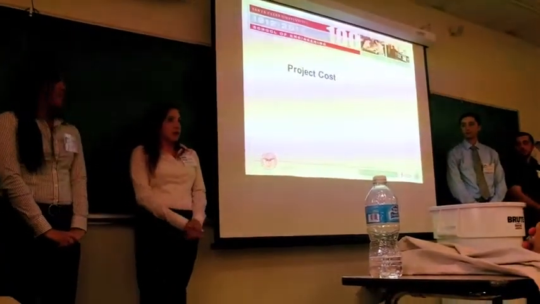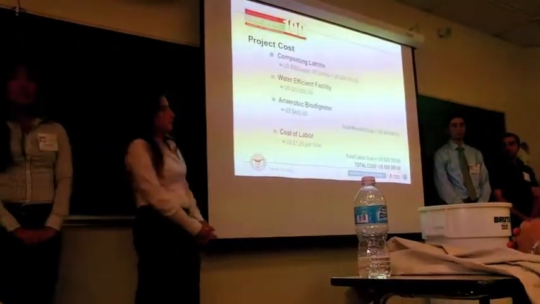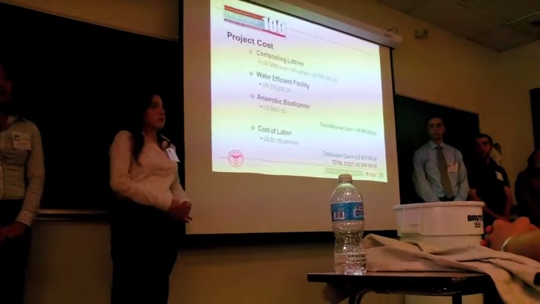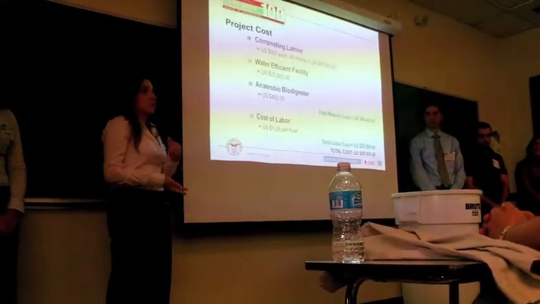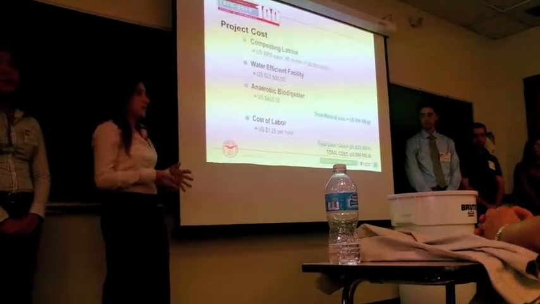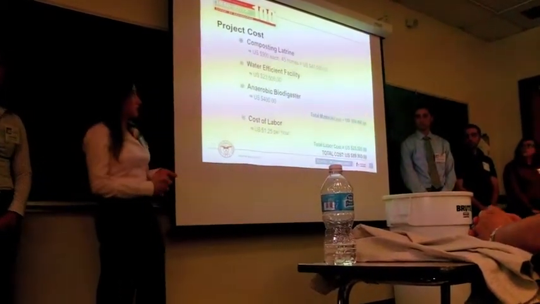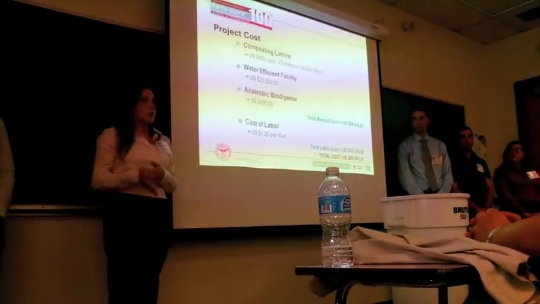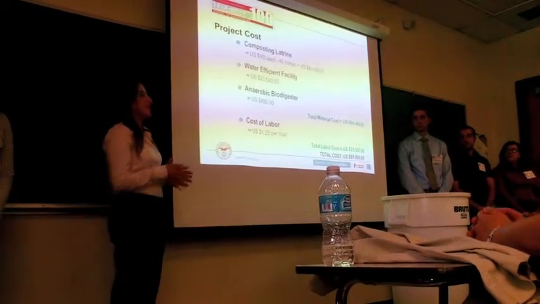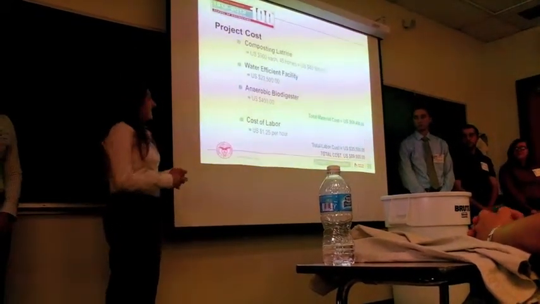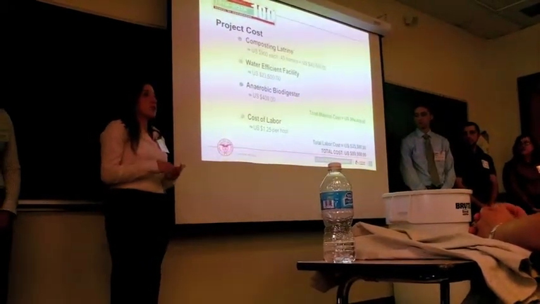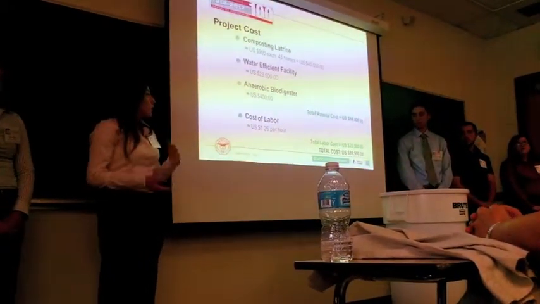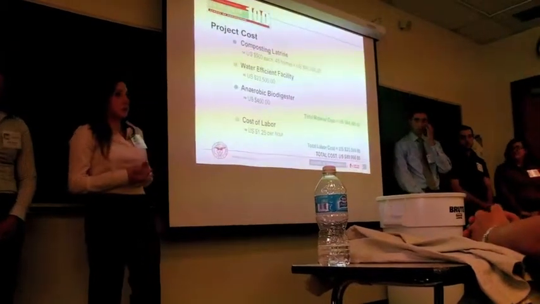Now we're going to get into the project cost. These are estimated values for each component as well as the labor. So for the compost latrine, it's about $900 for each one, and therefore multiplied by 45 homes, about $40,500. The water efficiency system facility is about $23,500, and the biodigester luckily is only $400. And the cost of labor will be approximately $25,500, and this will also include the administration costs. And so our total project cost is a little under $90,000 total.